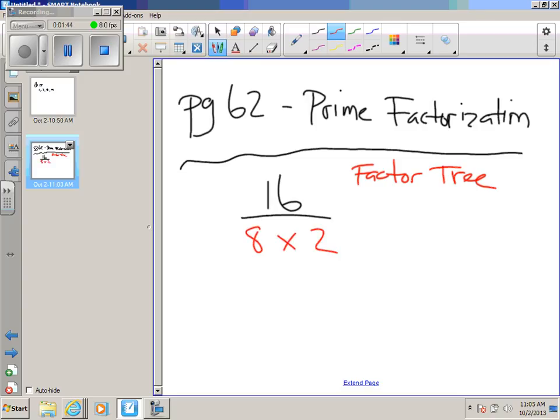Okay? That's where I start. Now, what I recommend to students is if you see a prime number, you can go ahead and just circle it because then you're done. Between the 8 and the 2, on that list that we did yesterday, prime numbers from 1 to, did we go to 40? Do you see any numbers on your list that are up there?